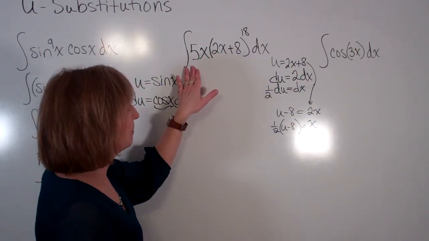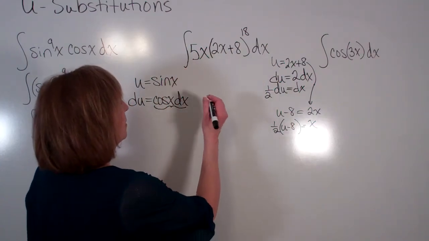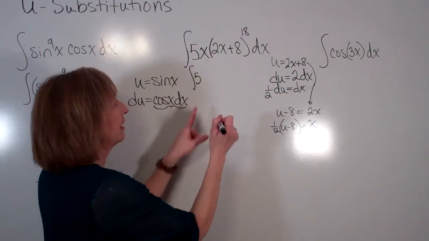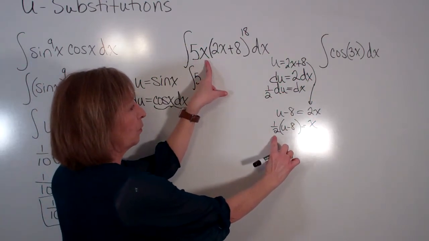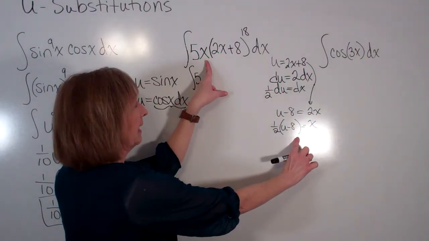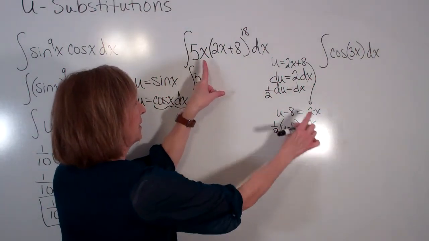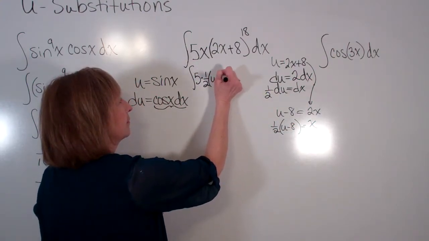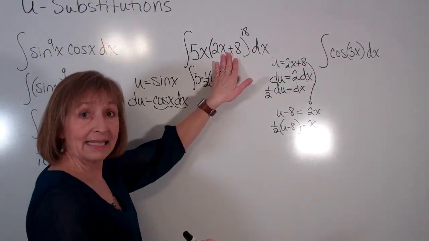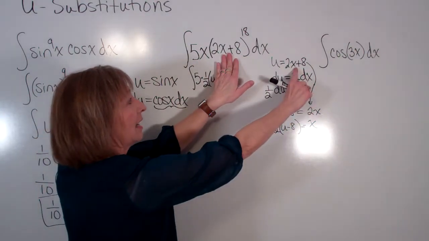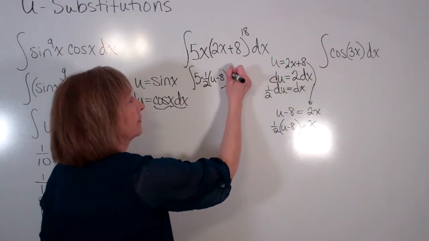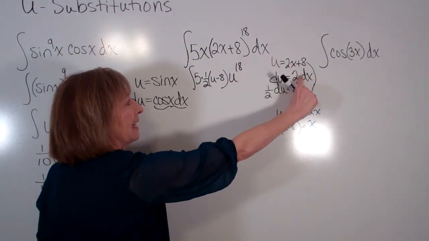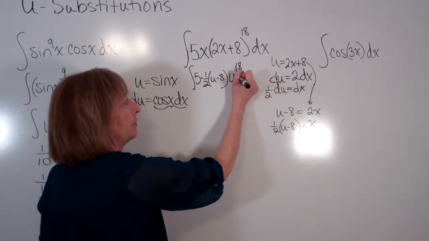All right, so now let's make our replacements. So this is going to be the integral. I have my 5. Instead of x, I'm going to put in 1/2 times the quantity u minus 8, because that's what x represents. And then next, 2x plus 8, I'm going to put in u, a power of 18, and then dx has to go out and a 1/2 du goes in its place.